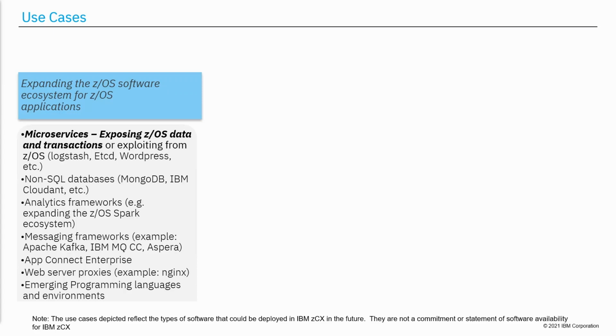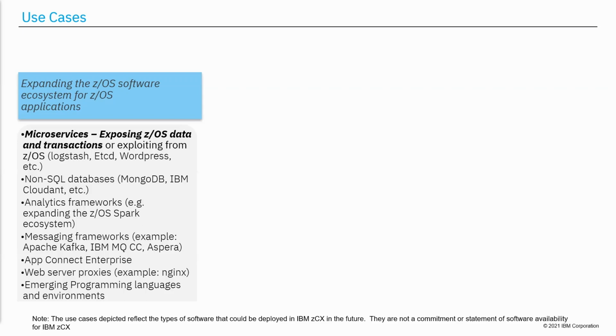There's messaging frameworks, and we'll talk about quite a few of these. The Apache Kafka, MQ Client Concentrator, and Aspera. We'll talk about how these running on zCX can provide additional capability or reduce cost or increase speed with your applications. We have App Connect Enterprise, marrying applications together, and we'll talk more about that. In fact, we're going to actually have a demo that leverages a couple of these that we've just talked about here in just a moment.